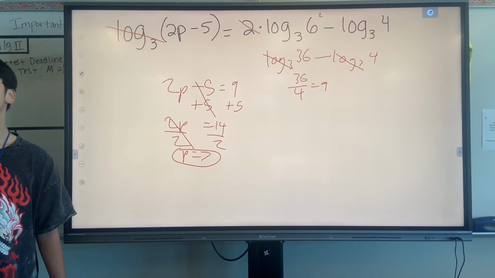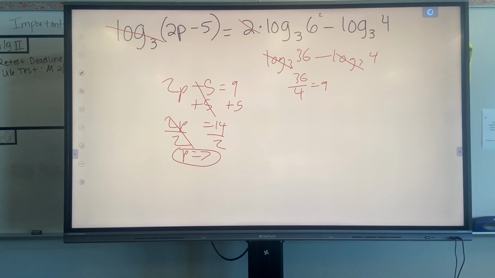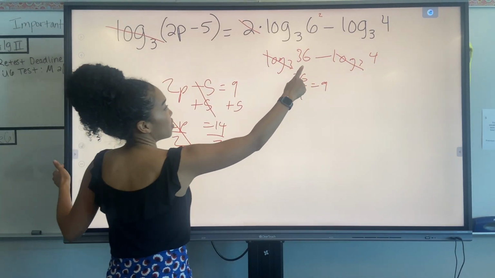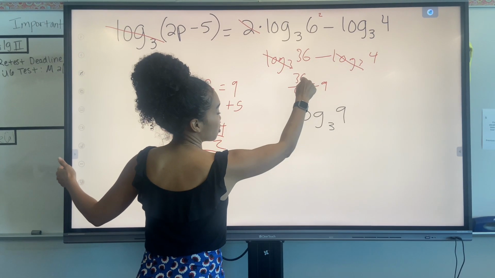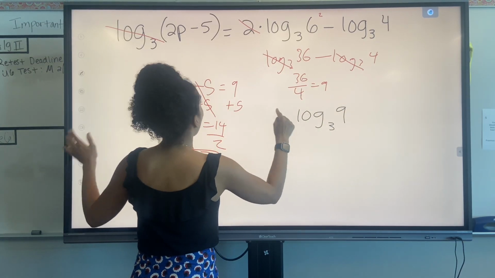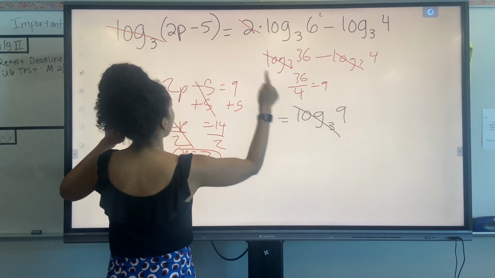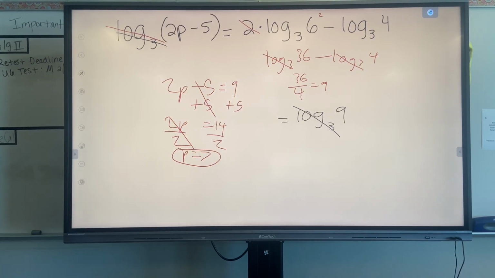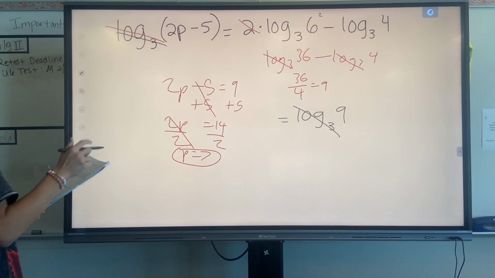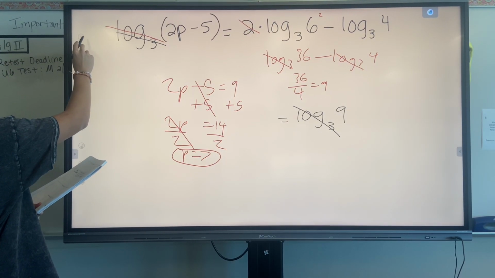Good. Did everyone get that or understand it? Yes, ma'am. Great. Let me just go back for 1 second. This became log of 9 with the base 3, because 36 divided by 4 is 9, and that equals this log, and then those canceled like that. Oh, sorry. Very good. Okay.